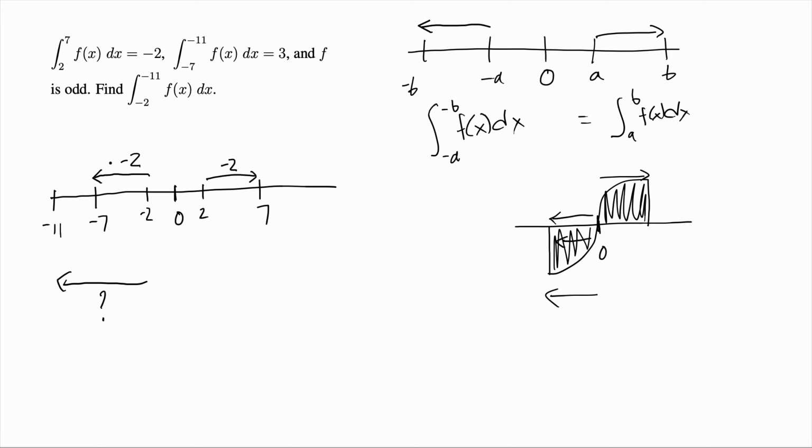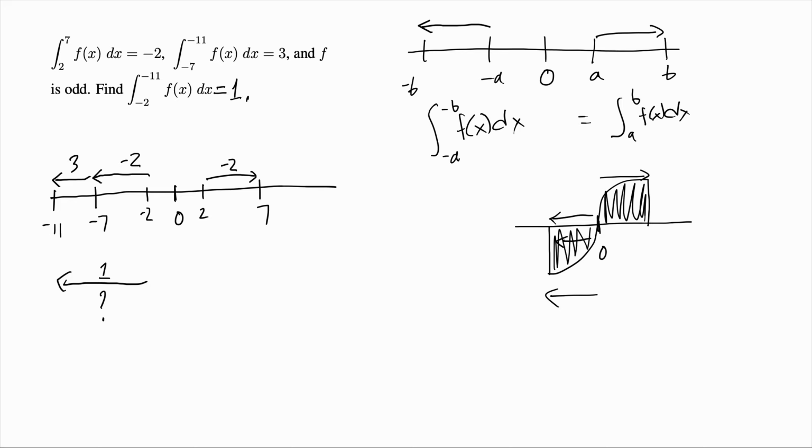Now also notice that we actually know what this integral is. Going from -7 to -11 is given to us as 3. So put this together: you add this integral to that integral to get the full integral from -2 to -11, which would give you a 1. So this definite integral would be equal to 1.